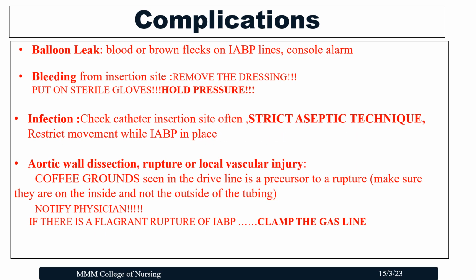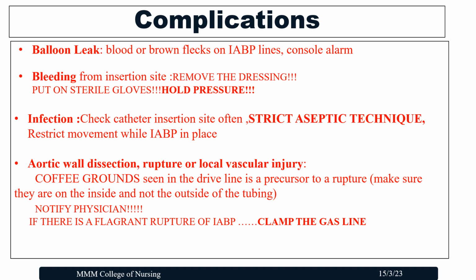Other complications include balloon leak, where blood or brown flecks or lines can be seen on the IABP lines, and the alarm will ring. For bleeding from the insertion site, remove the dressing, put on sterile gloves, and apply pressure for 30 minutes to arrest the bleeding. In case of infection, check the catheter insertion site often. Strict aseptic technique should be followed. Restrict movement while the IABP is in place. Always ask the patient to be supine with the affected leg extended.